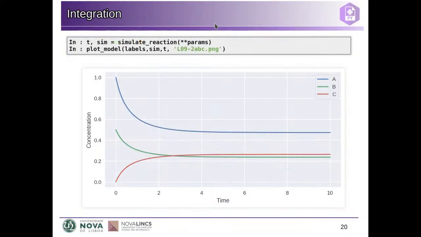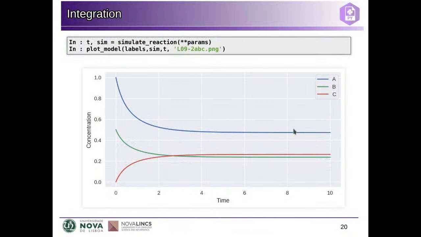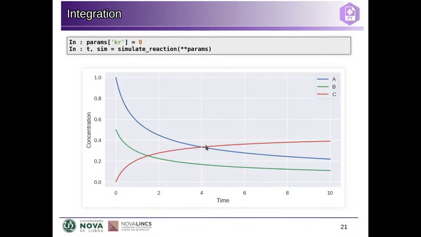test different things. So in this case would be our original reaction with those speeds, but here we are changing the reverse, the constant for the reverse half reaction to 0, which means that now the reaction is irreversible. It's only proceeding forwards and not backwards. So now, instead of having this equilibrium here, we keep decreasing our reactants, A and B, and C keeps increasing.